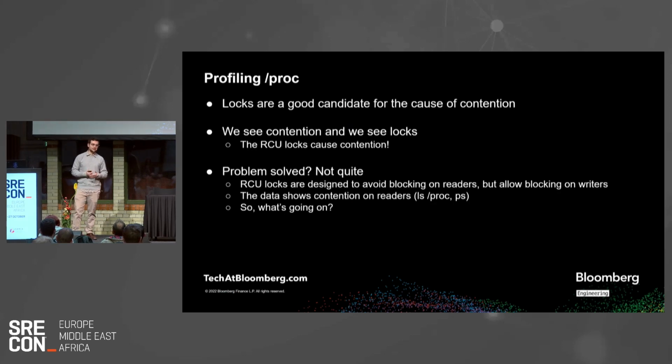All right. So like I mentioned, the locks are a good candidate for the cause of contention. So our problem's done, right? We see contention, we see locks. We can just conclude right away that the RCU locks cause contention. Problem solved? Not quite. So the issue with this is that RCU locks are actually designed specifically to avoid blocking on readers, but they allow blocking on writers. So the issue is that our data shows we have contention on readers. All we're doing is reading the /proc or using PS. We're not seeing as many problems with forking, for example, which would be a writer. So what's going on here?